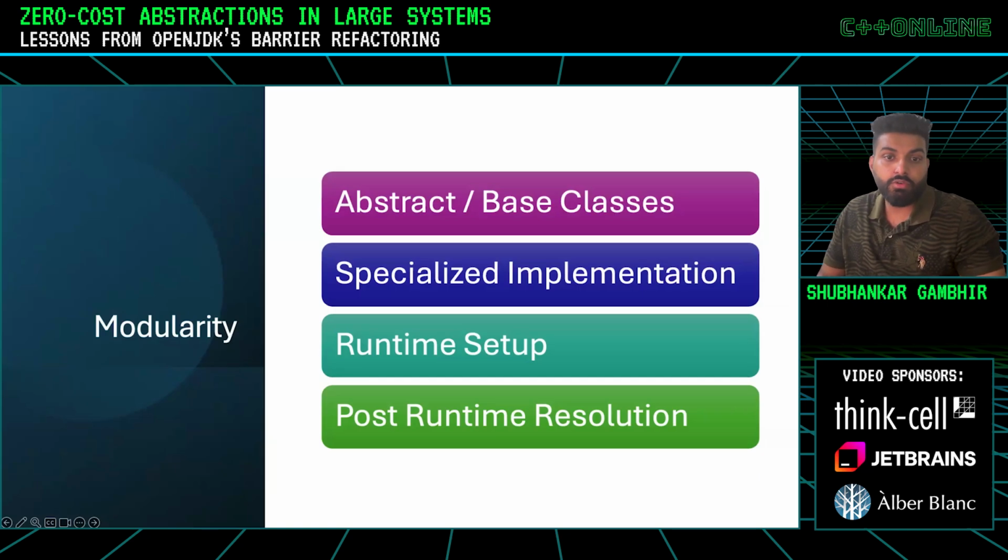Today, if you want to introduce a brand new garbage collector for Java, you don't have to touch the rest of the runtime. You just write a new barrier set class, fulfill the contract of APIs, and plug it into the X macro, and the pipeline wires it perfectly.